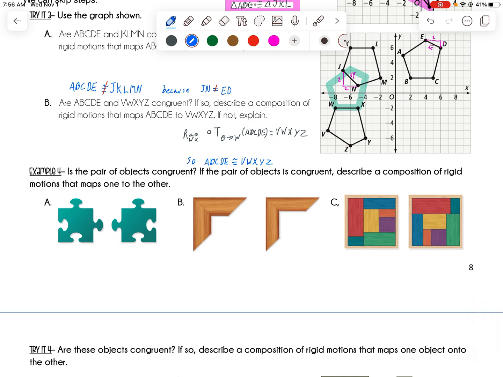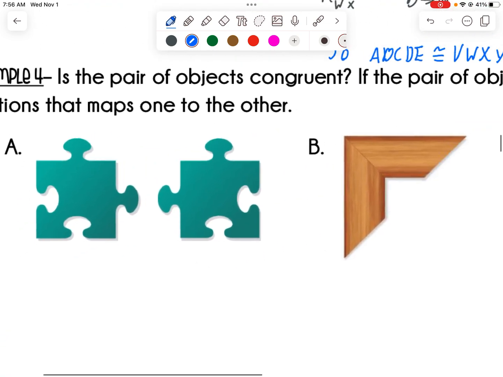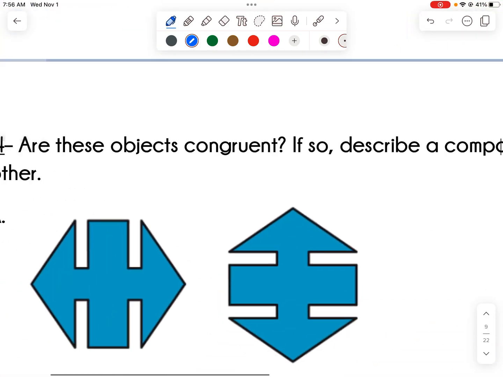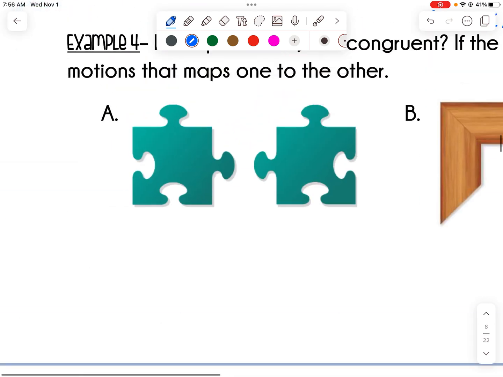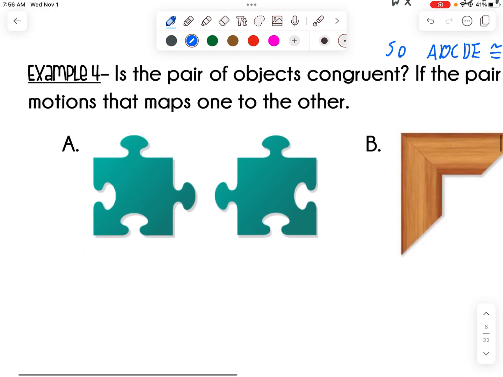All right, we just got a little bit more to go through. And for this, you're going to go through a lot of it yourself. Take a look at each of these figures. You've got 3 here, and then on the next page, you've got 2 more. Are these figures congruent? Okay, so you want to get your statement together.